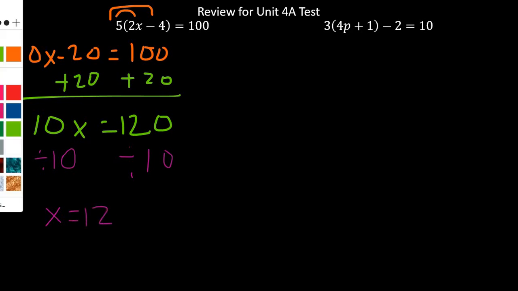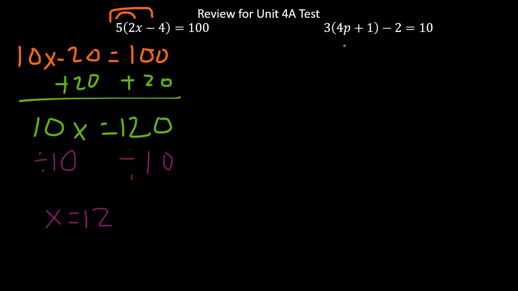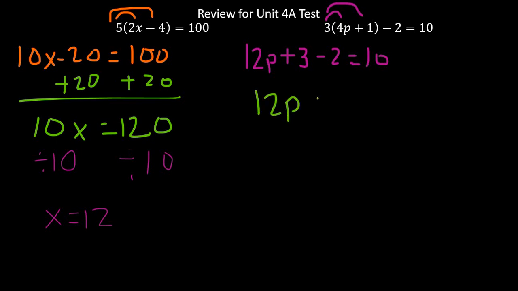And for the last one on here, we'll do the same thing. Same idea. You could add 2 first, that's totally fine, but I'm just going to distribute first. 3 times 4p is 12p. And 3 times 1 is 3. Then I'm going to rewrite the rest of the numbers. I'm going to combine like terms, just that 3 and negative 2 will go together to make a positive 1. So we have 12p plus 1 equals 10.